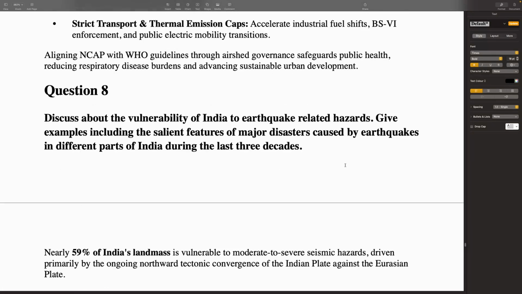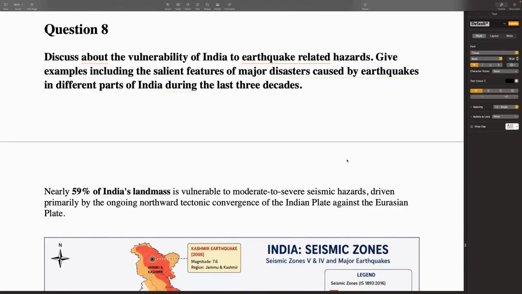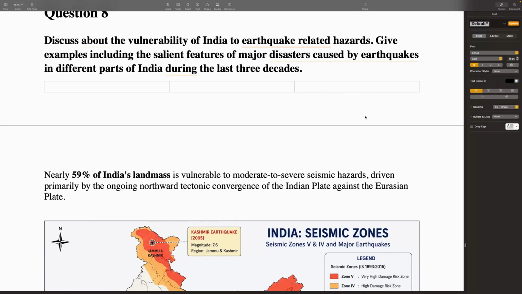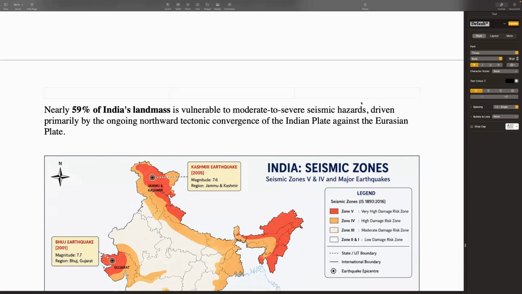Question 8. Discuss the vulnerability of India to earthquake-related hazards. Give examples, including the salient features of major disasters caused by earthquakes in different parts of India during the last 3 decades. Nearly 59% of India's landmass is vulnerable to moderate to severe seismic hazards, driven primarily by the ongoing northward tectonic convergence of the Indian plate against the Eurasian plate.